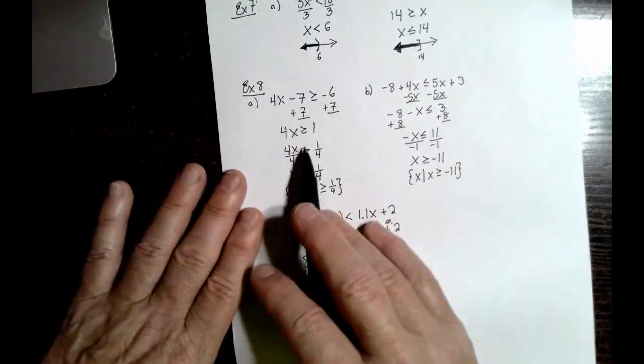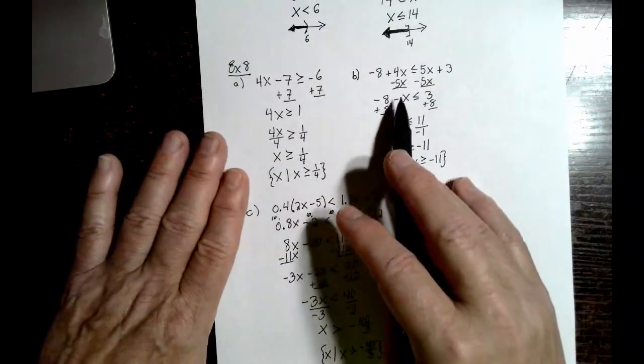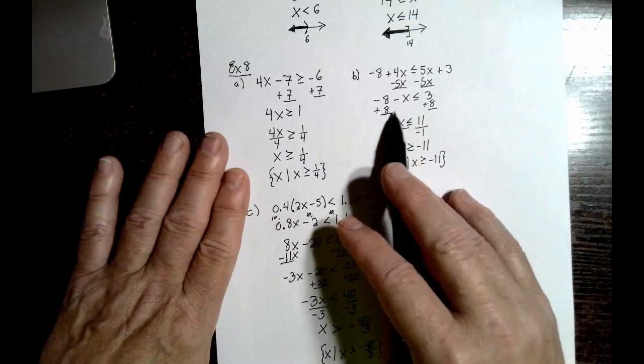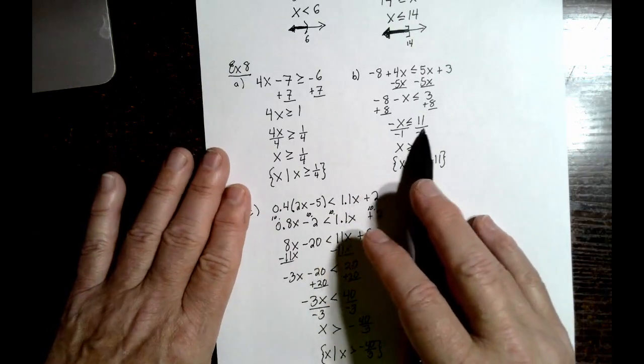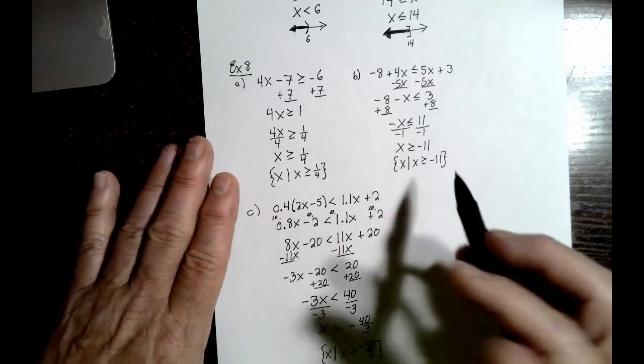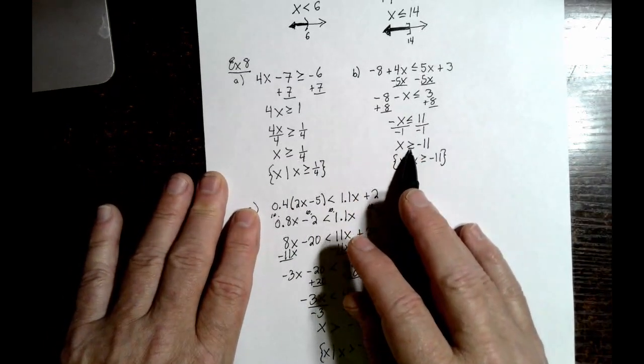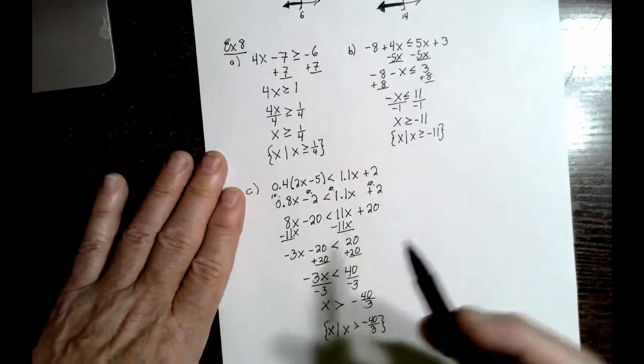Now here you add 7, divide by 4, and you get your answer in set builder notation. Here you subtract 5, add 8, and now here's where you finally have to divide by a negative 1. So we divide by a negative 1 and we flip the inequality sign. Now it's greater than. And that's our answer there.